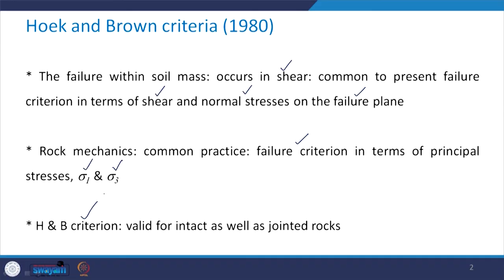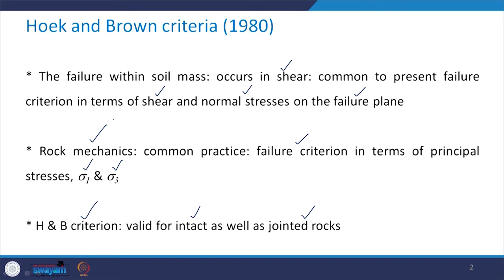So, therefore, for most of the failure criteria in case of rock mechanics, it is a functional relationship between sigma 1 and sigma 3. This Hoek and Brown criterion is valid for intact rock as well as the jointed rocks. And that is one of the reasons that it is quite widely used in rock mechanics. For the intact rock, we have seen that there were deficiencies of Mohr Coulomb criterion when this was applied in case of the rocks.